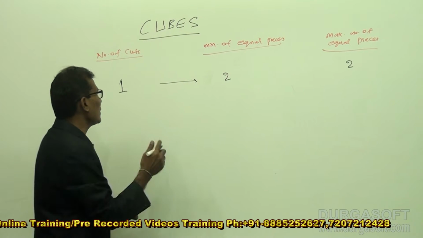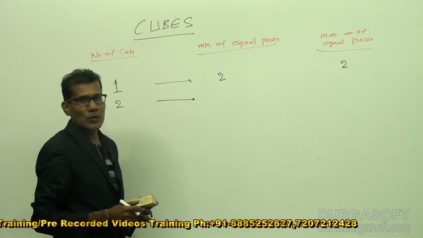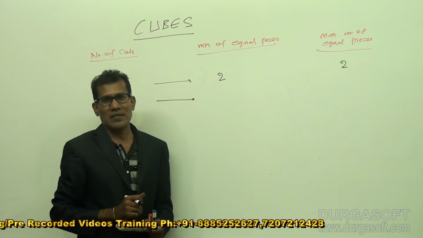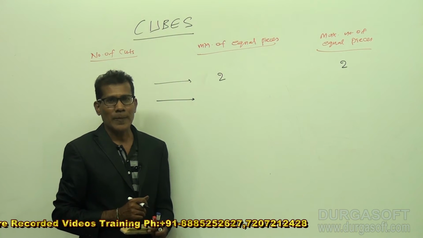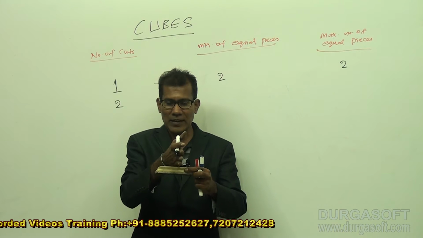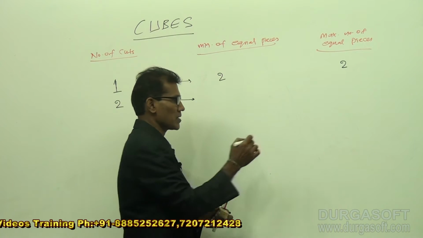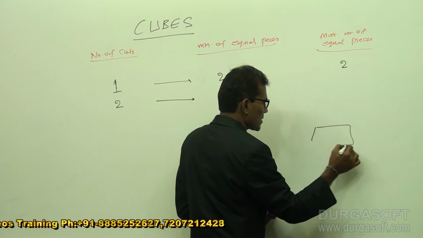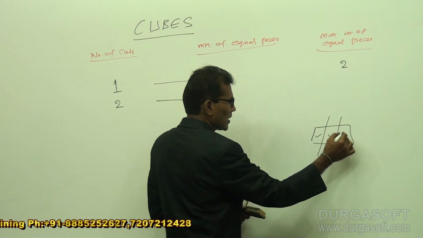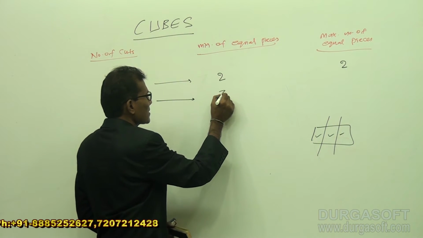If you are allowed to use 2 cuts, how many equal pieces at minimum will you get? If this is a cake, you can use your knife like this: this is one cut and this is the other cut. So you are getting 3 equal pieces, 1, 2, 3. So the minimum number of pieces is 3.